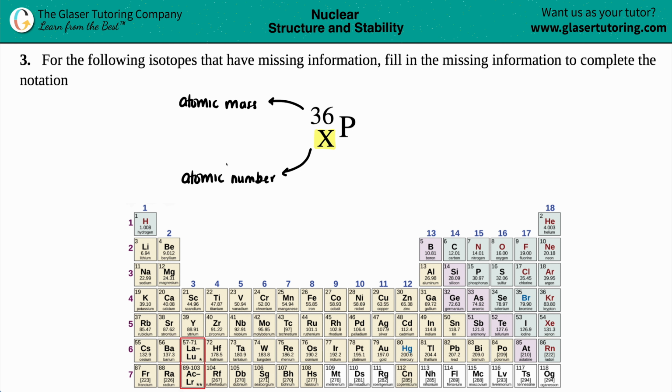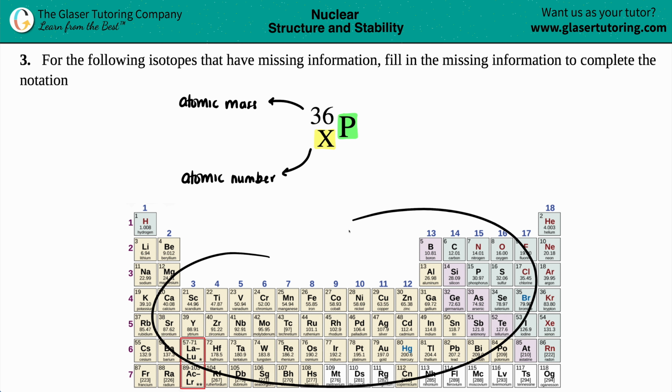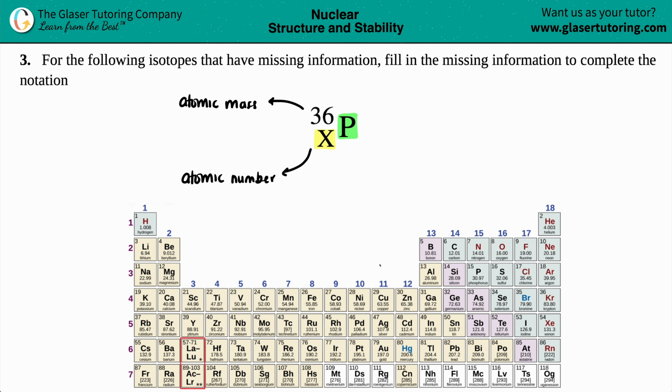Now, how am I going to find out that atomic number? Well, they did tell us that we have P, right? So we can go to the periodic table to find out what element we have. And P stands for phosphorus, right? That's this guy over here. And just know that an atomic number never changes for its element.